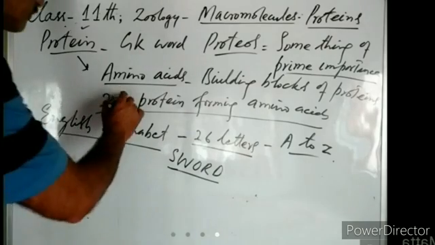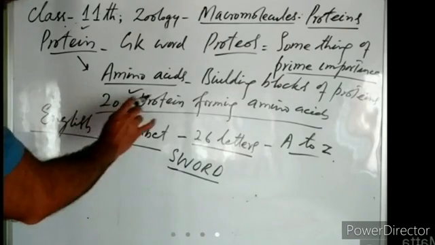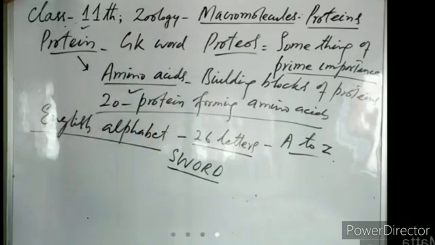Similarly, we have 20 amino acids, just as we have 26 letters in the English alphabet for the formation of thousands of words. These 20 amino acids, by different combinations, form thousands of proteins in our body.